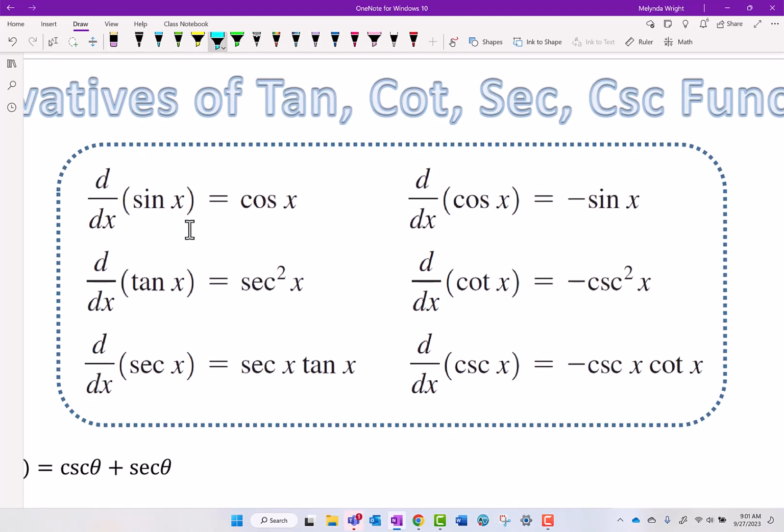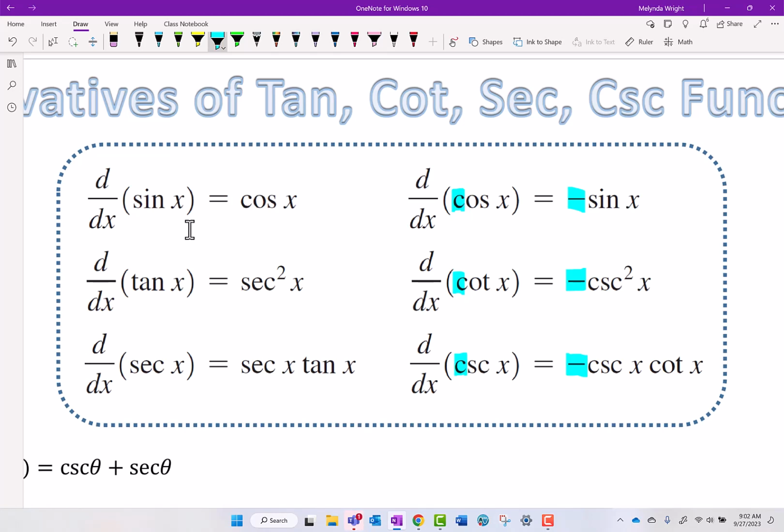So what I notice is that all the derivatives of the trig functions that start with a c have negative derivatives. Okay, so that's the first pattern that I just have in my head. So if I'm taking the derivative of a trig function that starts with a c, I know the derivative is going to be negative.